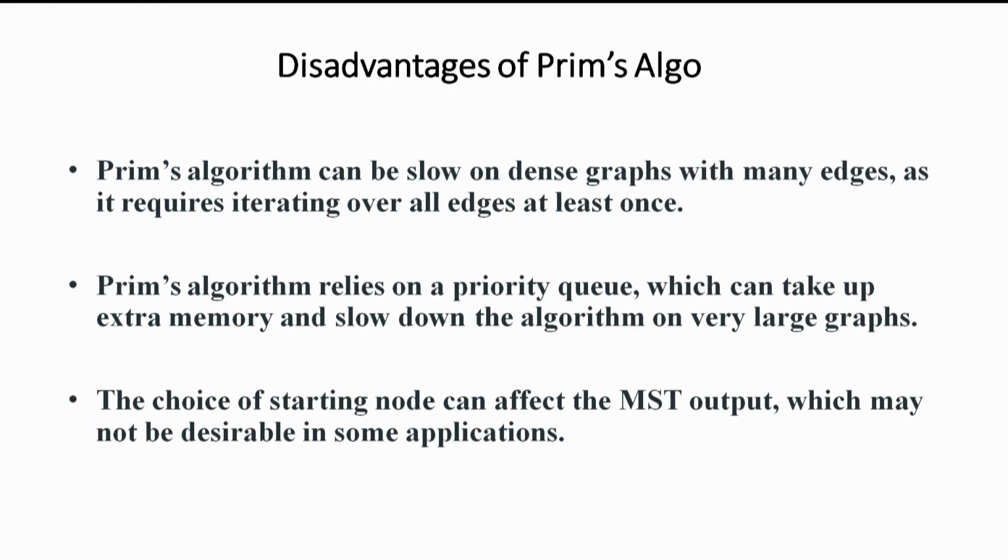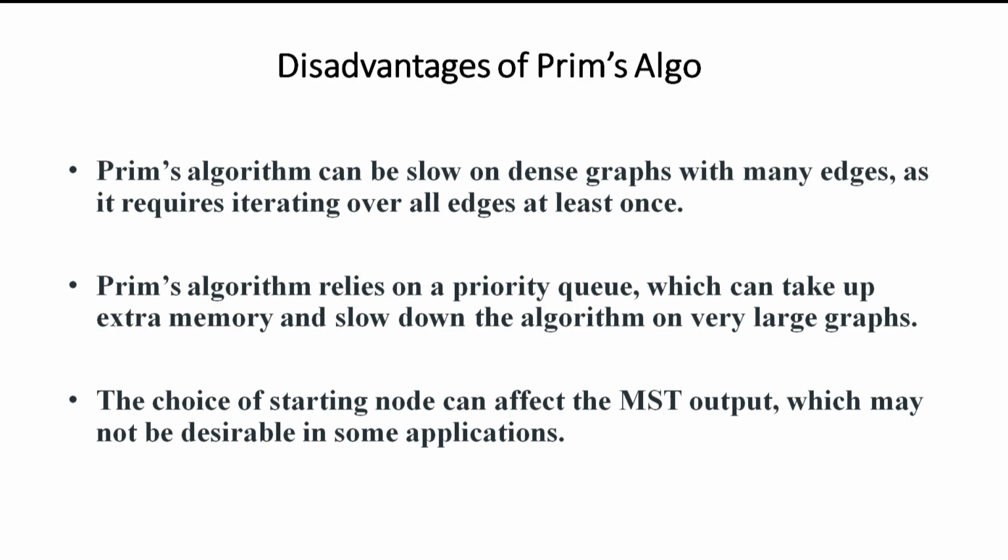But there are certain disadvantages of Prim's algorithm. So what are those disadvantages? Prim's algorithm can be slow in the case of a dense graph or nearly complete graph, as it will require iterating over all the edges at least once. So it may consume more time. Prim's algorithm relies on a priority queue, which can take up extra memory and slow down the algorithm on very large graphs.